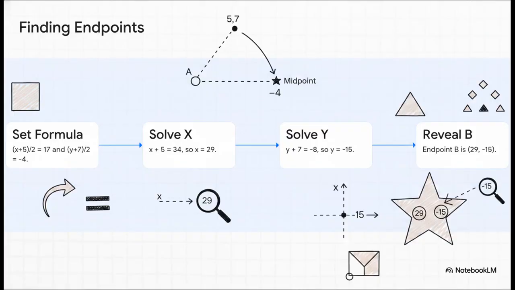But watch what happens when we work backwards. In one of our lecture problems, we're given one endpoint, point A at 5, 7, and we're given the midpoint at 17, -4. We need to find the missing endpoint B, which we'll call x, y. We just set up our formula, x plus 5 over 2 equals 17, multiply by 2, subtract 5, and our missing x is 29. We do the exact same thing for y plus 7 over 2 equals -4, multiply by 2, subtract 7, and y is -15. Just like that, we've used algebra to reveal the missing endpoint.